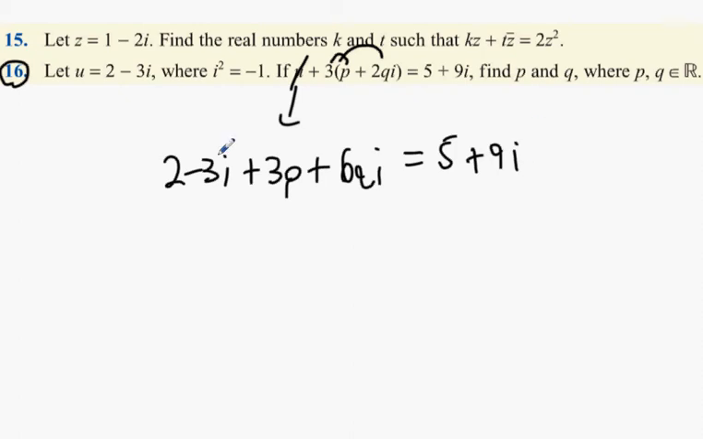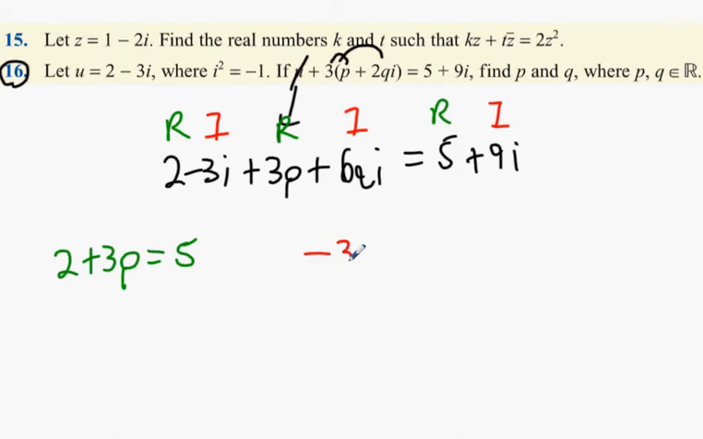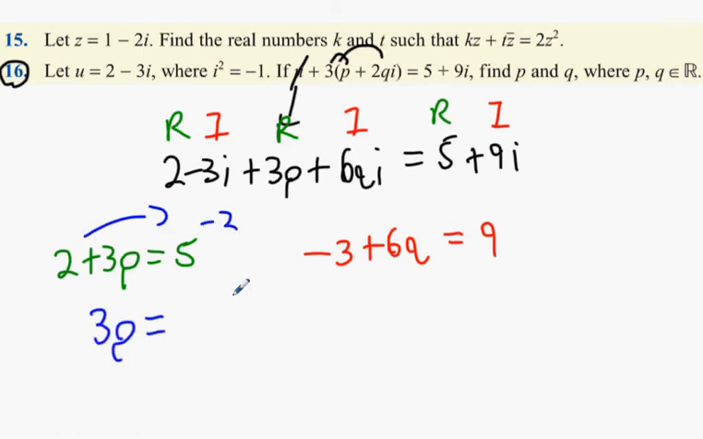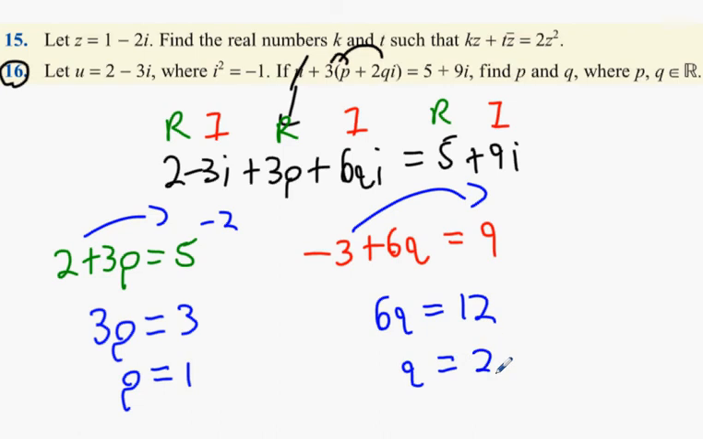Once again, real, real, and real. So we get 2 plus 3p equals 5. And then imaginary, imaginary, imaginary. So we get minus 3 plus 6q equals 9. Now we're going to rearrange them so we can figure out what each one is. So bring that over to your side. 3p equals 5 minus 2. 3p equals 1. The next one, bring the 3 over to your side. 6q equals 12. q equals 2.